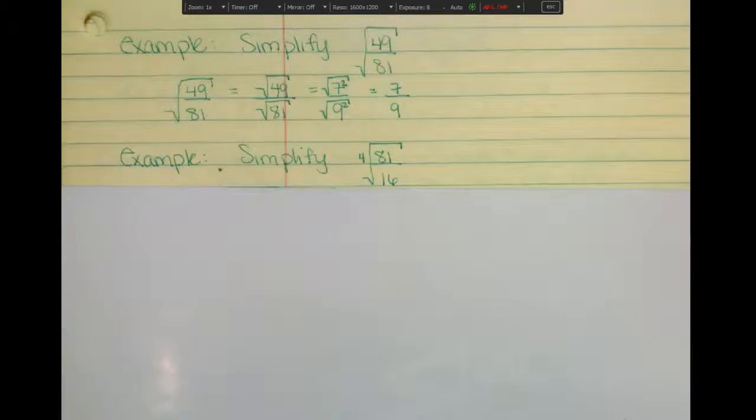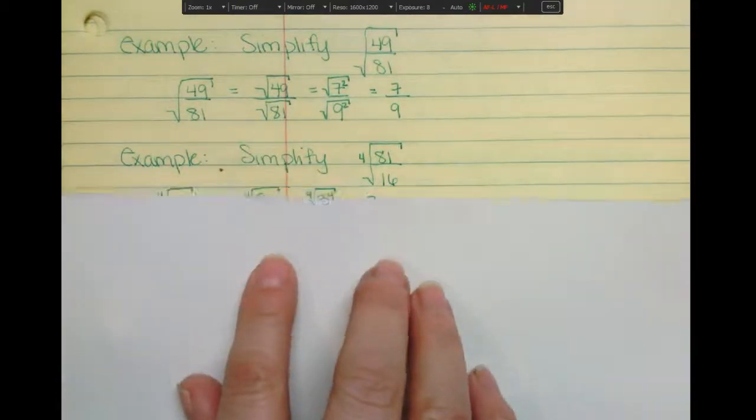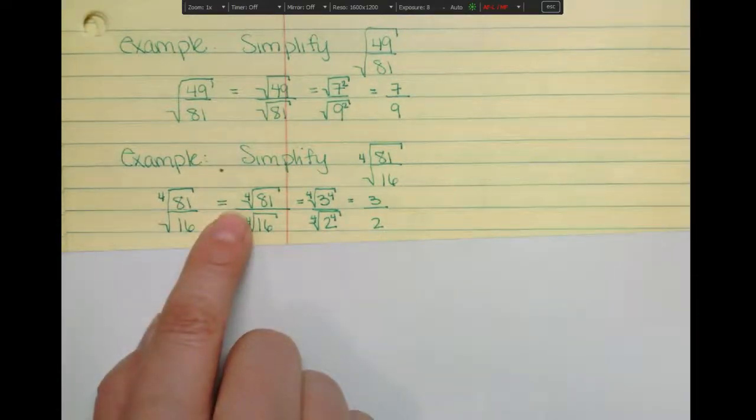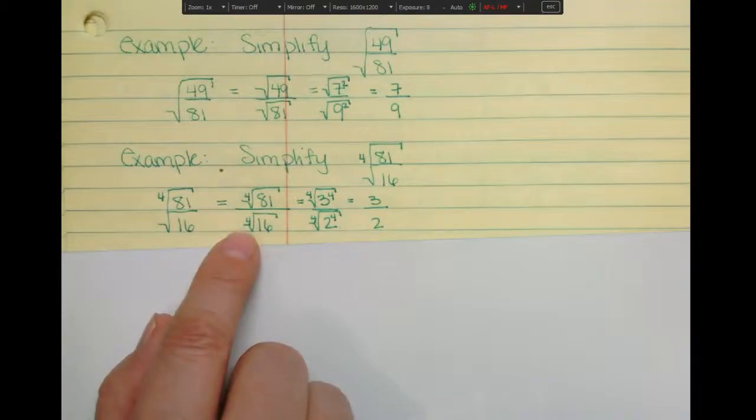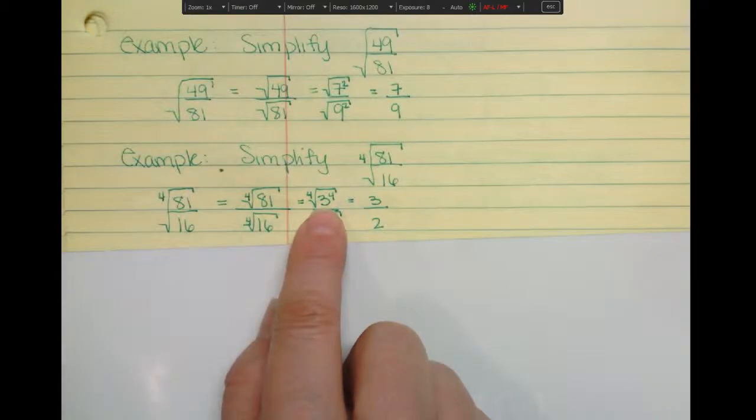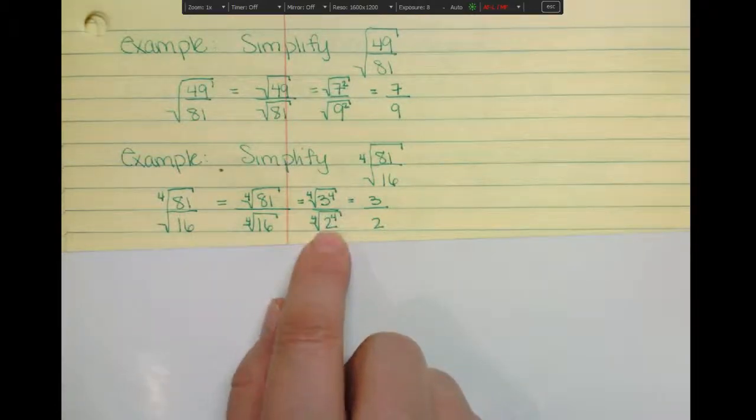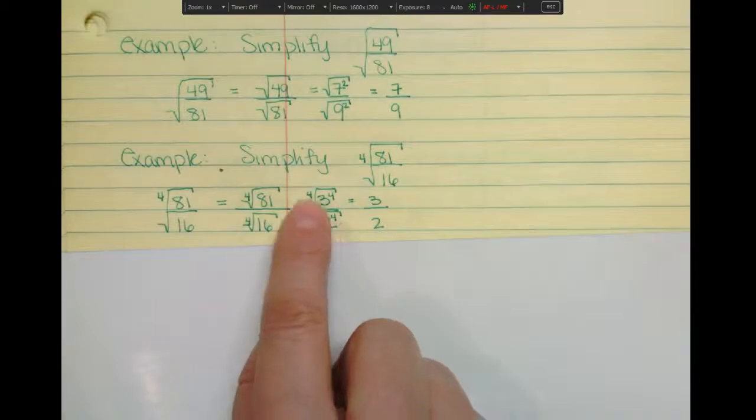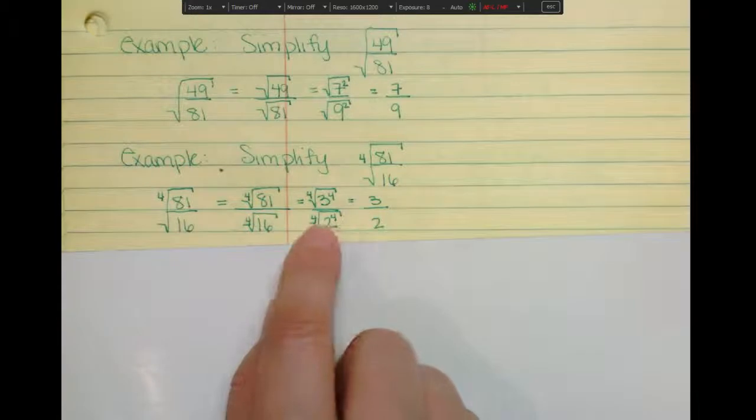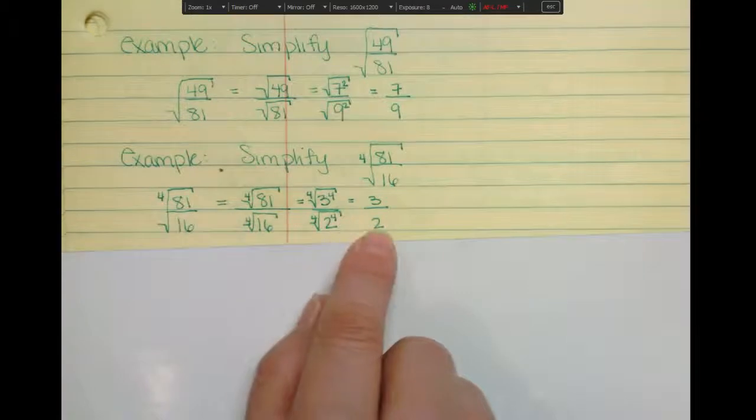Consider simplifying the fourth root of 81 over 16. We're going to use the same property. First we're going to break it apart: the fourth root of 81 all over the fourth root of 16. I can rewrite 81 as 3 to the fourth. I can rewrite 16 as 2 to the fourth. Well, the fourth root cancels out the fourth power, leaving me 3. And again, for the denominator, the fourth root cancels out the fourth power, leaving me with 2.